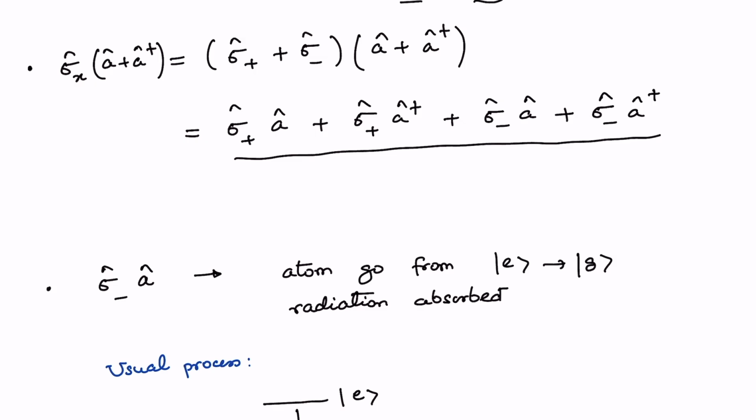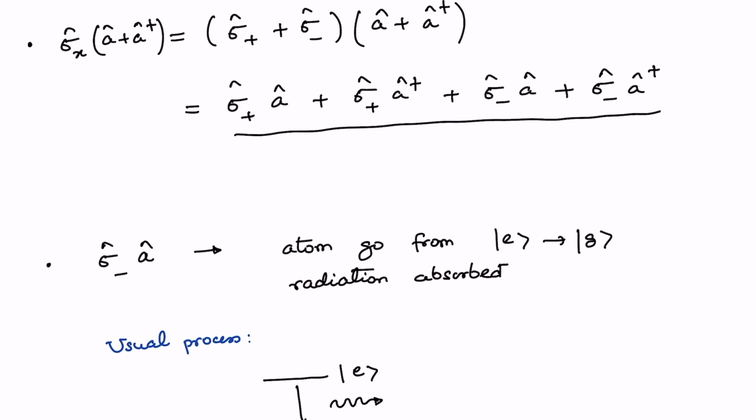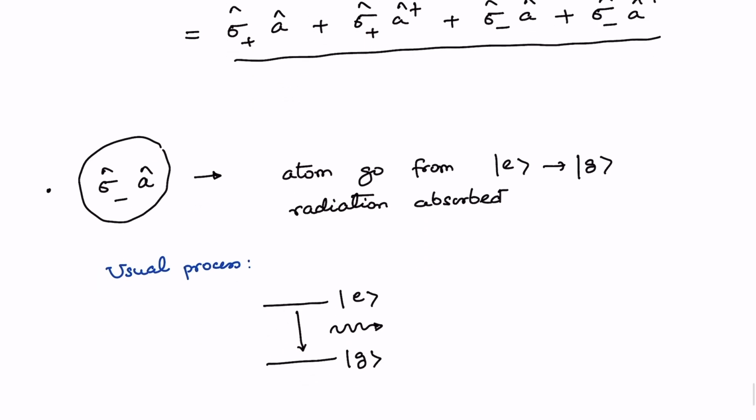That is what means the atomic lowering operator, right? However, in the usual situation, when an atom goes to the ground state, a radiation is emitted. And here in this term, the atom is going from the excited state to the ground state, but the radiation is absorbed. But in the usual situation, radiation is getting emitted or created. So therefore, the likelihood of this process described by this particular term is very little.